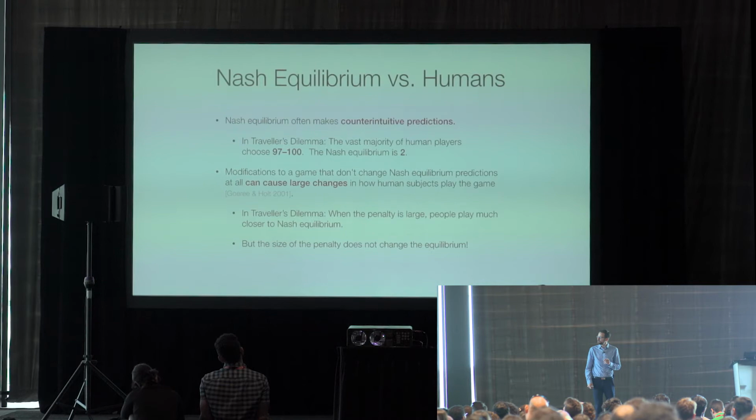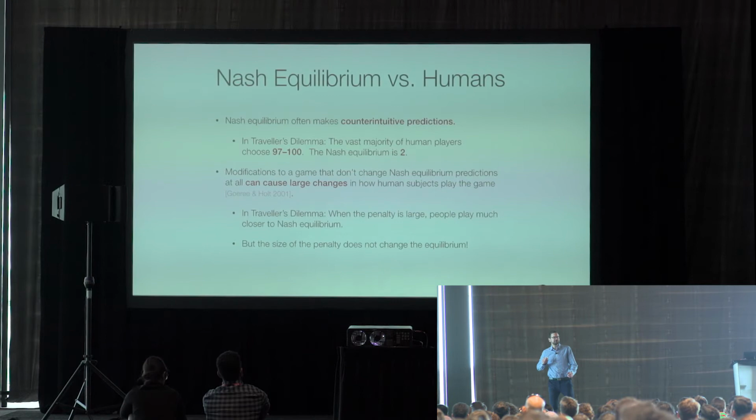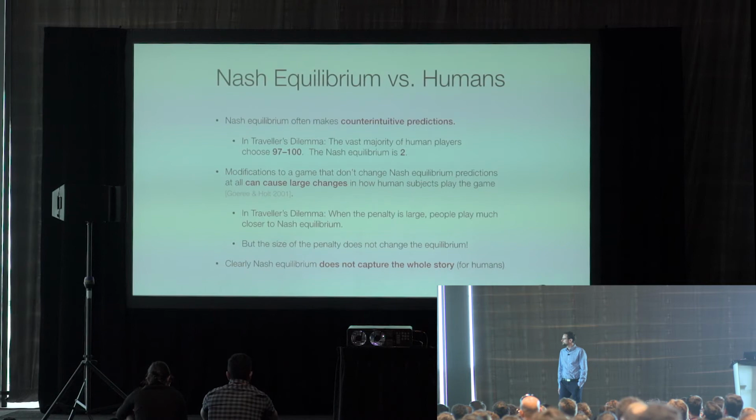What this tells you is, first of all, no. Changing things that don't change that approximation very much change people's behavior. And second of all, no. Because, in fact, people's behavior can be exactly the opposite of what Nash equilibrium predicts. The modal action here is 100, right? The thing that most people play is 100. So Nash is not capturing really the whole story or even necessarily part of the story for how people behave.